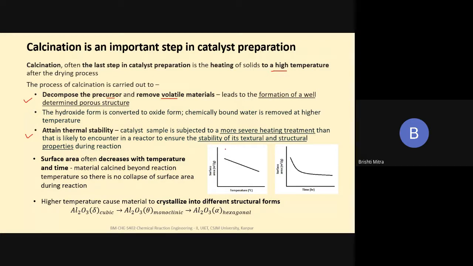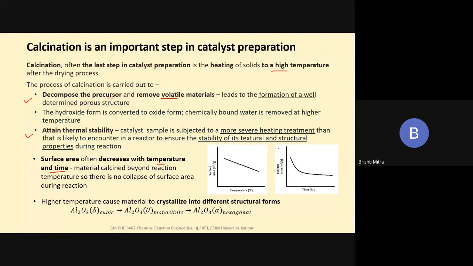And because we are treating it to this high temperature, whatever decrease in surface area had to happen was going to happen in the catalyst. So once it goes to a temperature which is lower than this treated temperature, no more change in the surface area will happen. The surface area can decrease due to two reasons: one is temperature and one is time. Temperature is more or less a linear decrease in the surface area. And when we expose it to long times, there's also a decrease in the surface area.